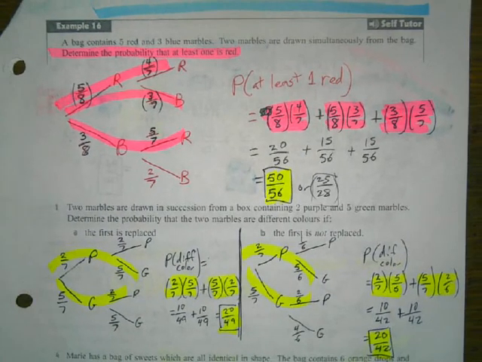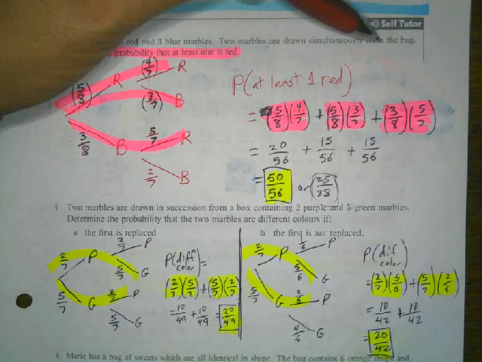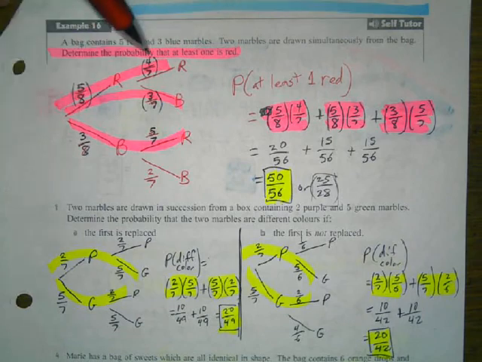Let's look at example 16. This is a very good example. The bag contains 4 red and 3 blue marbles. 2 marbles are drawn at the same time from the bag. Determine the probability that at least one of them is red.